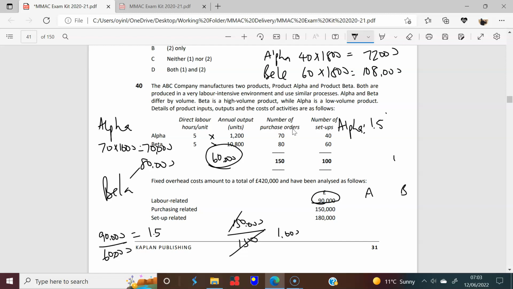that's 1.5 times 5 times 1,200, which is 1.5 times 6,000. So 1.5 times 6,000 is 9,000. So 9,000 of this cost goes to alpha, and the difference, of course, for beta will be 81,000. So I found them as totals, right?